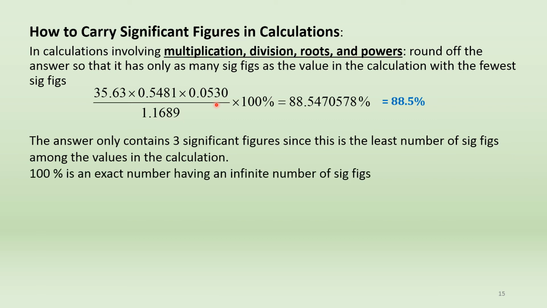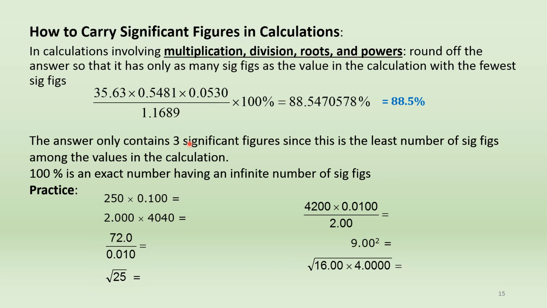Well, then you ask, well, what about the 100%? Doesn't that contain only 1 sig fig? Well, remember that 100% is an exact number. It has an infinite number of sig figs, and therefore it will not limit the precision of an answer. Well, let's get some practice.